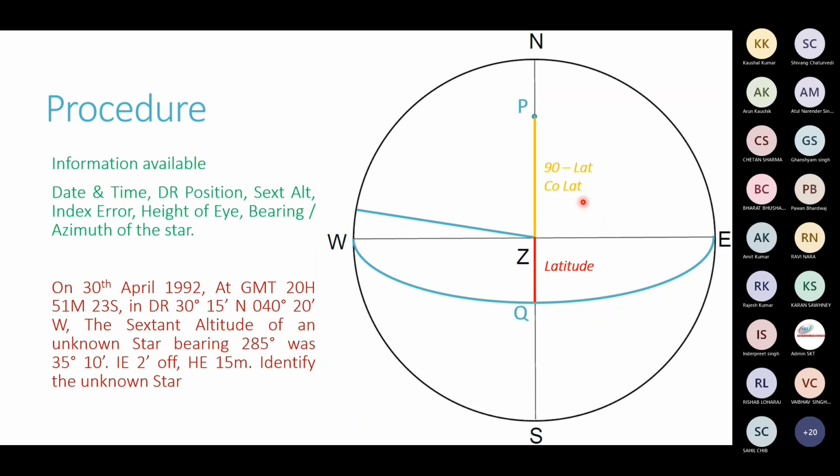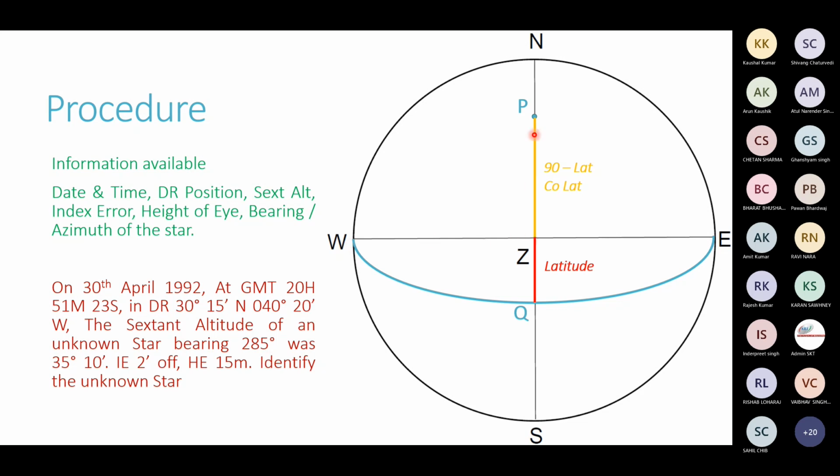Now, the next thing which I am going to plot in the diagram: we know the bearing of the star is 285 degrees. The bearing is given to us as 285. So let's plot the bearing here in this rational horizon diagram.